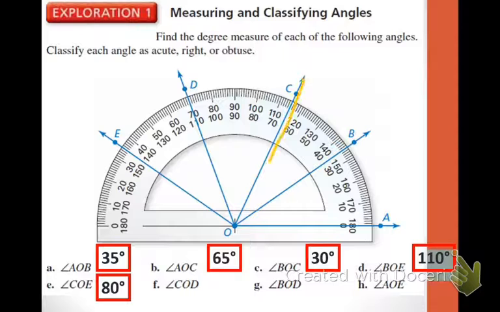Then we have COD. I missed. It's okay. If we continue reading the bottom row, we have 110 and what number? 65. What's 110 minus 65? 45. Sorry, I thought you said it's 40. All right, which makes it acute.